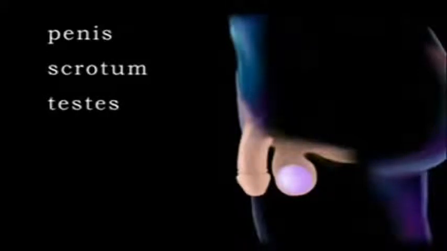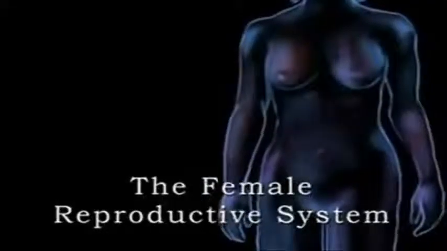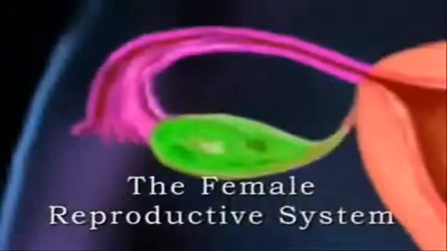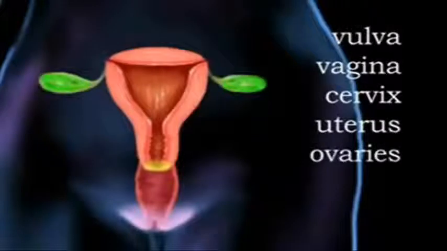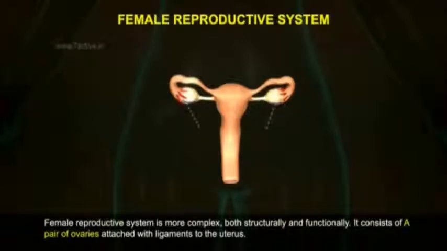The organs of the male reproductive system include the penis, scrotum, testis, duct system, and the glands. The female reproductive system, on the other hand, includes the vulva or the external genitalia, the vagina, the cervix, the uterus, the ovaries, and the fallopian tubes. The female reproductive system is more complex, both structurally and functionally.